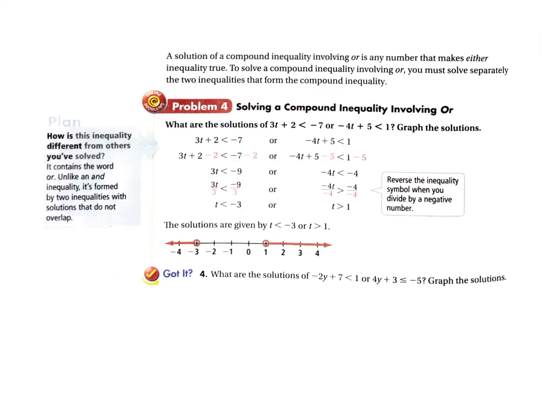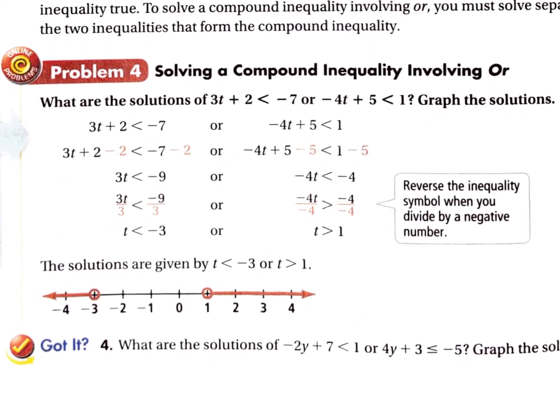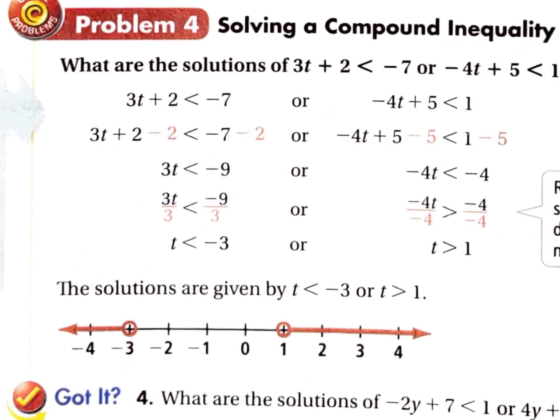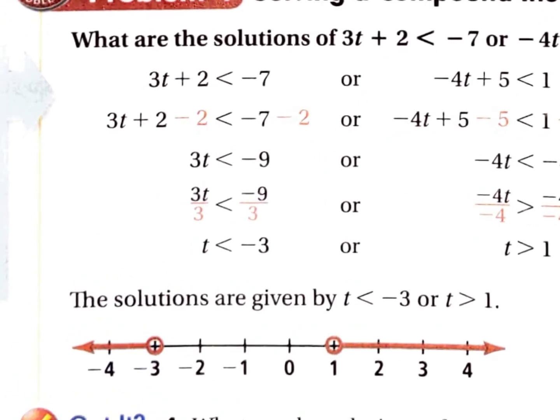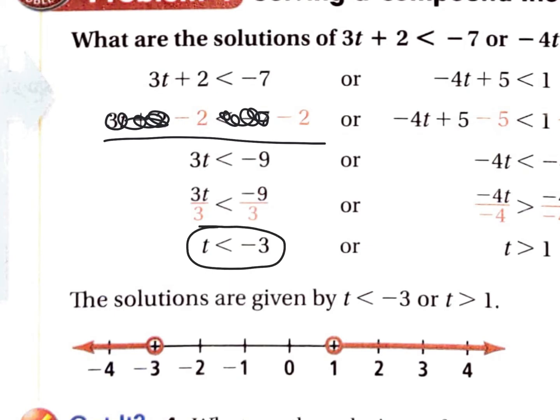Solving a compound inequality that has the word or is something that makes either part true. So if it works for this part or this part, as long as it works for one of them, then it's fine. Then it's a solution. So problem 4, what are the solutions of these inequalities? What we're going to do is just solve for them one at a time. So the first one, they're adding 2, we can subtract 2. And then they're multiplying, we can divide by 3. So we got t is less than -3.